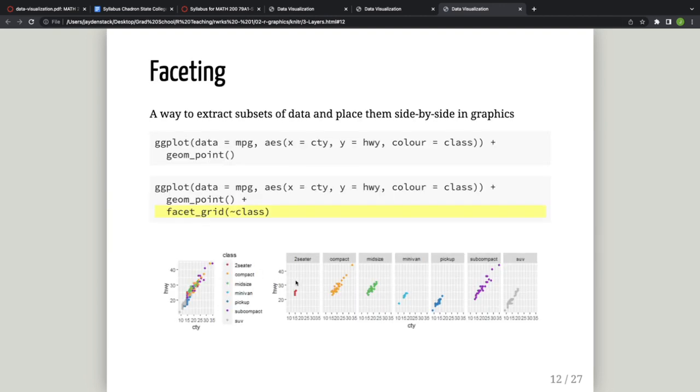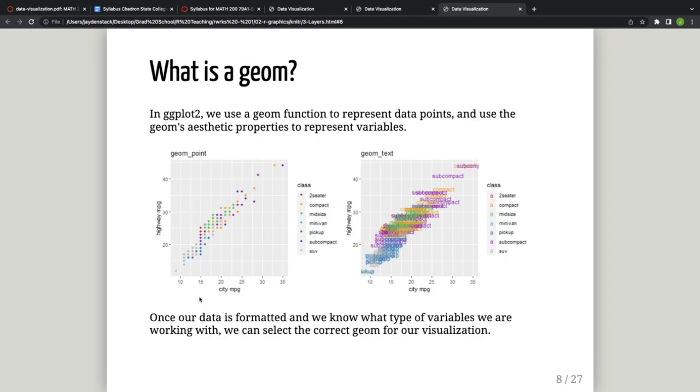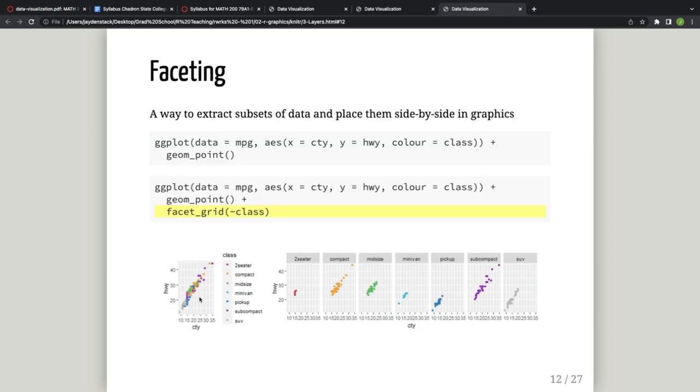One more thing that we need to talk about is faceting. Again, we talked about it earlier and the importance of how we can utilize it. It's a way to extract subsets of our data and place them side by side in graphics, right? So again, we had taken a look at this very close together graph of all of our different types of cars, and now we can essentially take out the specific and individualized variables of cars to see what they actually look like on an individual basis, right?